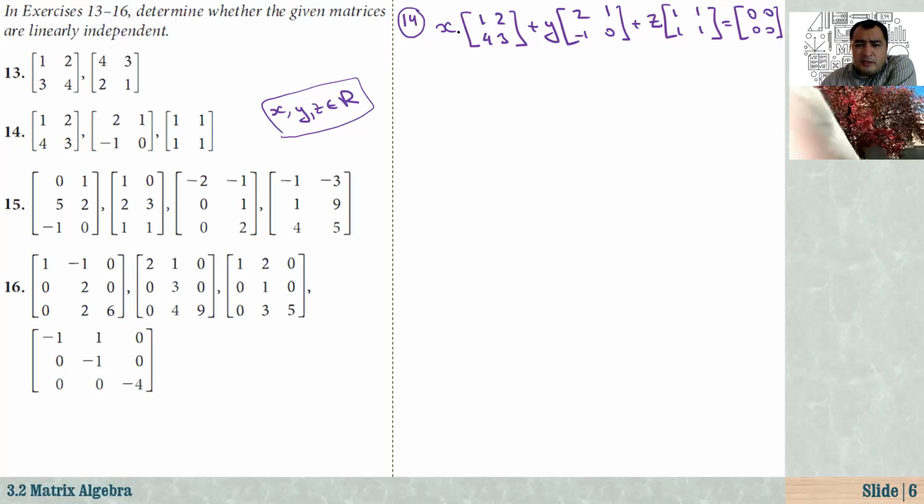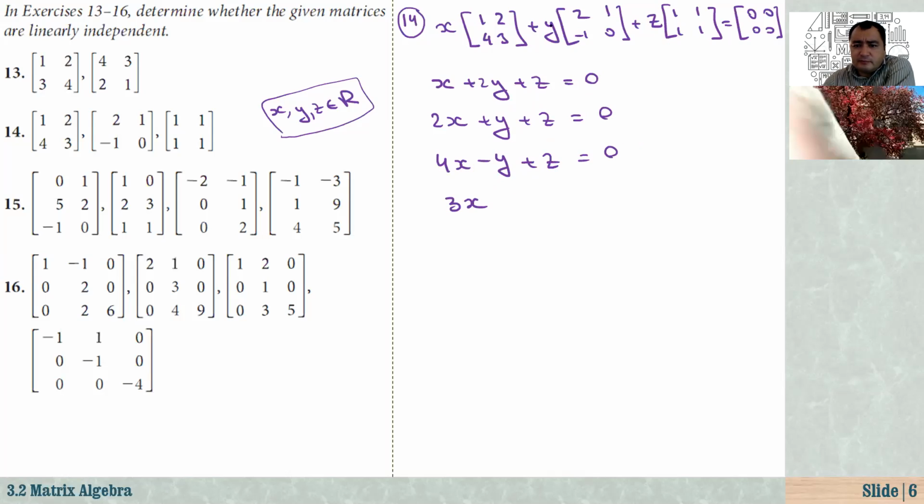So from the first one, X times 1, so here we have X, 2 times Y, here we have 2Y, and Z times 1, so Z is equal to 0. And the second component, 2 times X, here we have 2X, plus Y times 1, plus Y, and plus Z is equal to 0. Third one, 4X minus Y plus Z is equal to 0. The last one, 3X plus Y is equal to 0.